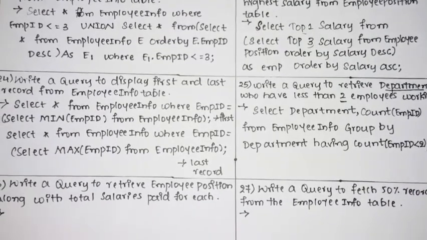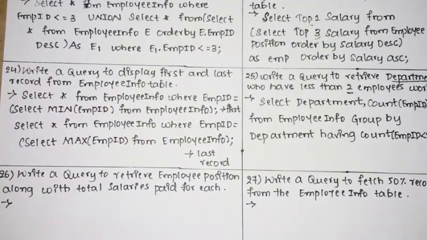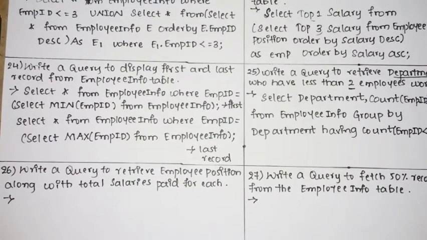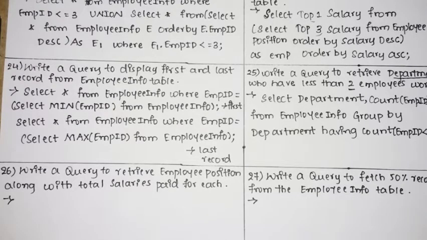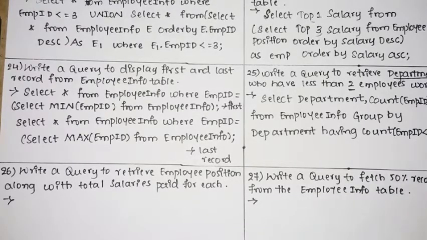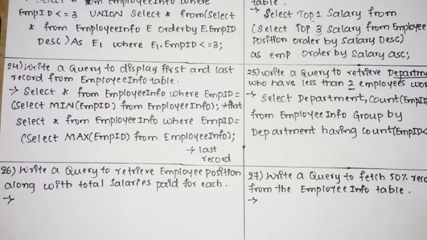Then we shall see the last two queries. The next query, the 26th query, is: write a query to retrieve the employee position along with the total salaries that should be paid for each. So you need to write a query to retrieve the employee position as well as the salary.